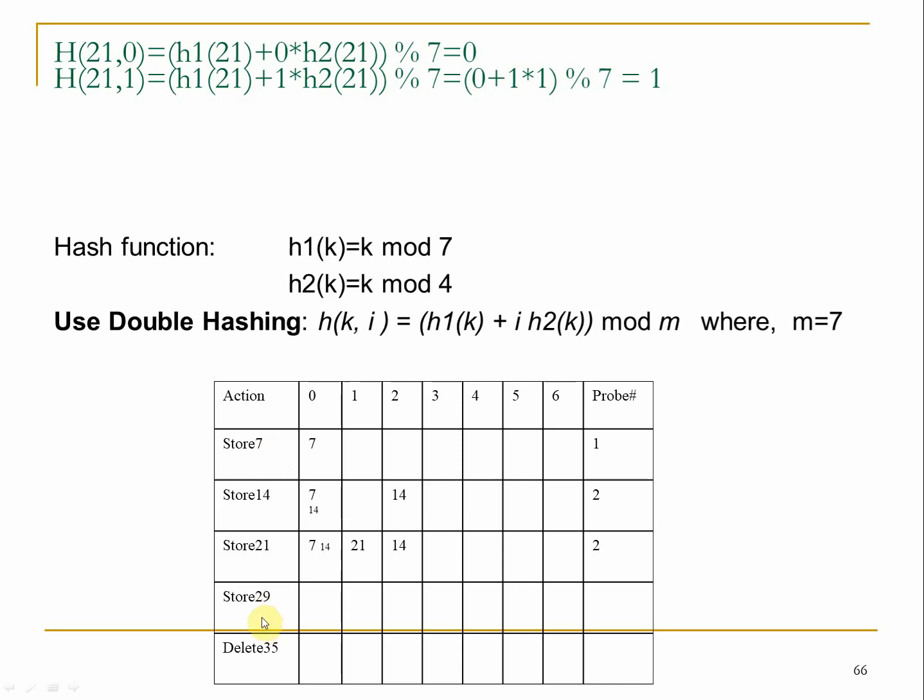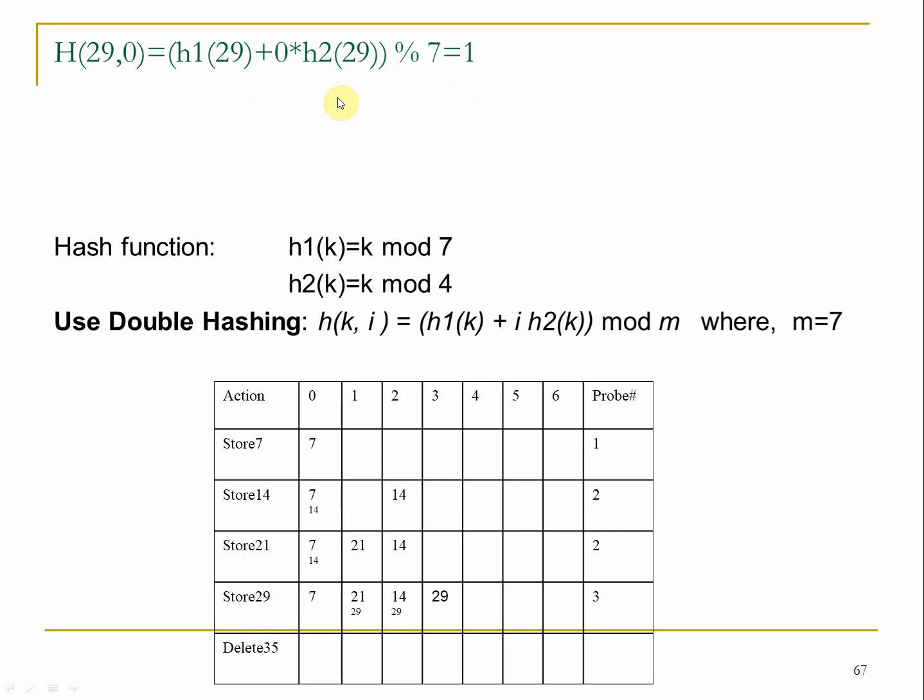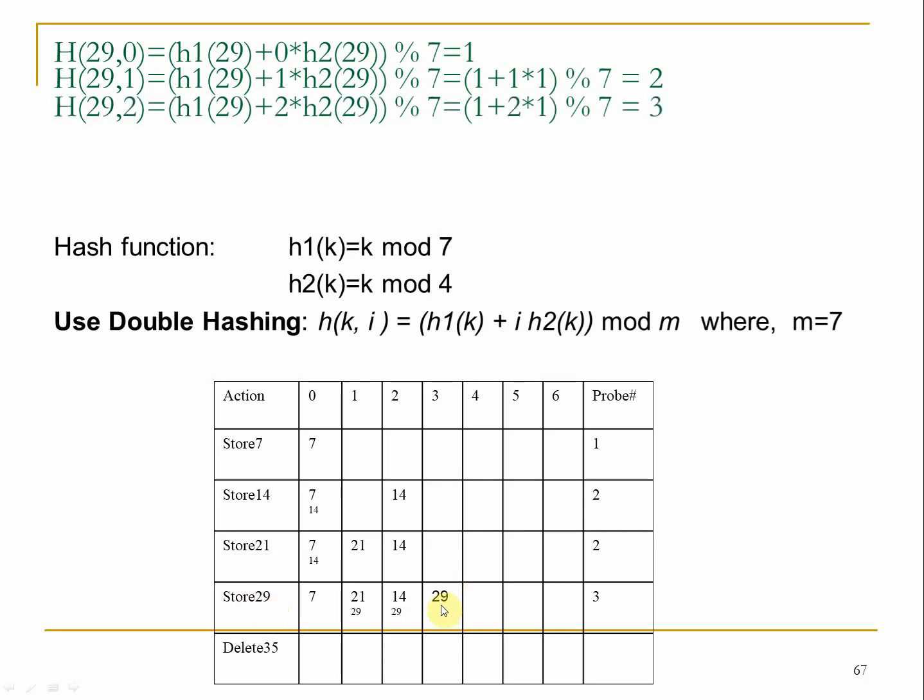Let's see what happens when we try to store the value of 29, and we feed it into the equation. You will see that 29 mod 7 gets the value of 1. Index 1 is the first try. When it is not available, you will change i to 1. Because 29 mod 4 equals 1, one space away is what you need to try for the value of 29. You will try that one more time to find the index of 3 as an available location. That's why you will have 3 probes over here.